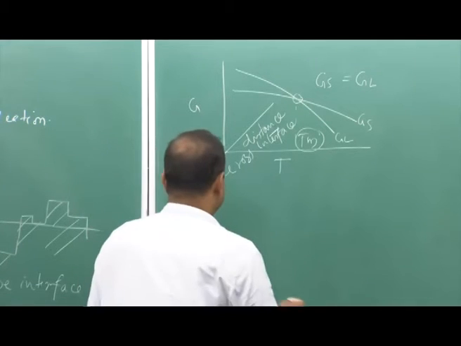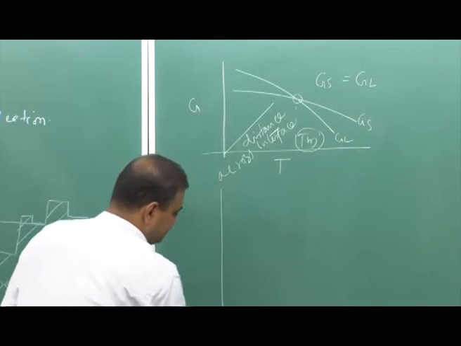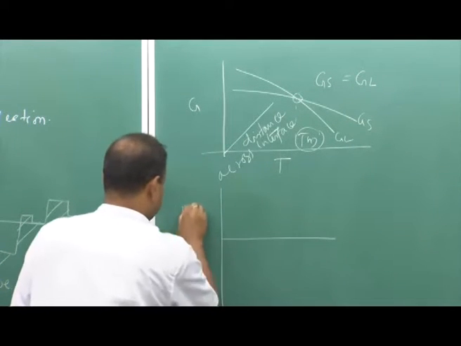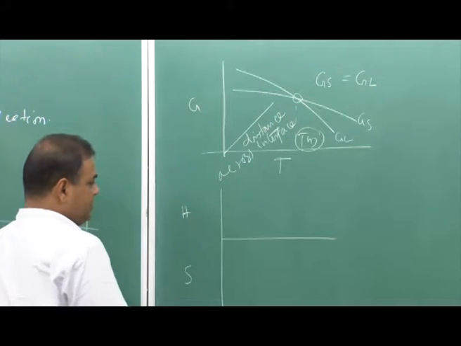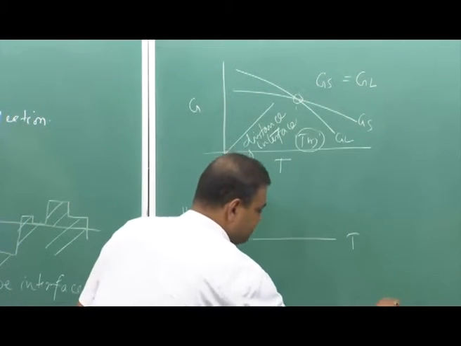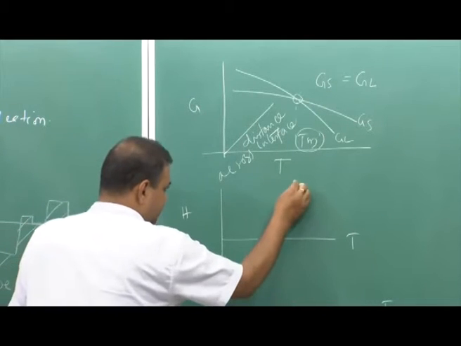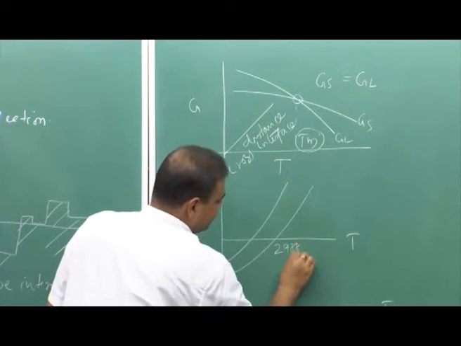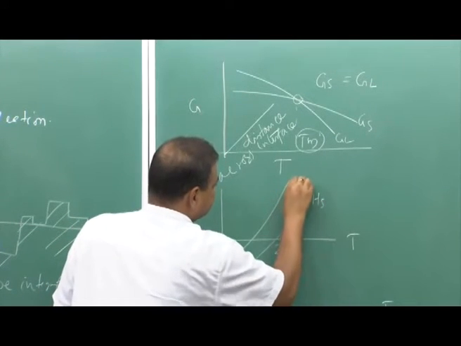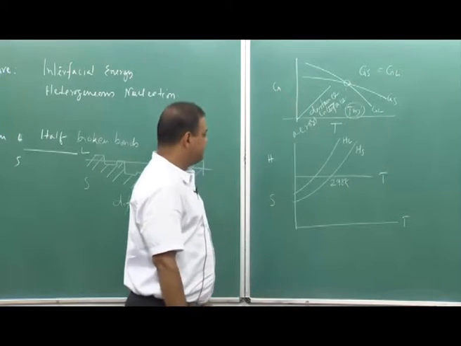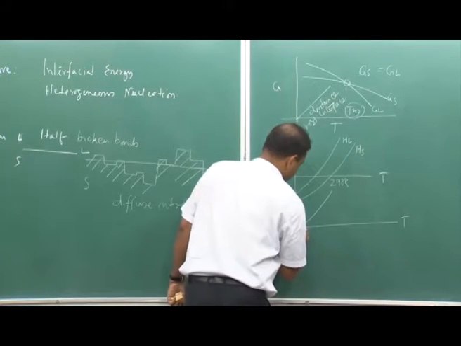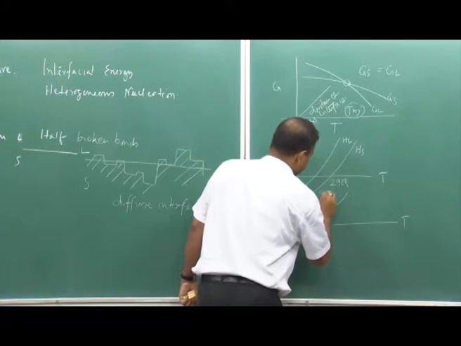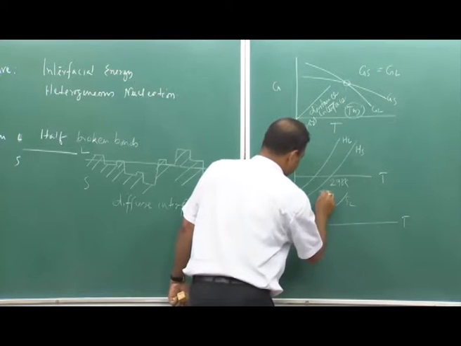Now, we have seen another piece of information: if we see the H as well as S variation across temperature, then we have seen this information, this is 298 Kelvin for Hs, and this is HL, and HL is higher than Hs, and similarly this is S, SL and this is Ss.